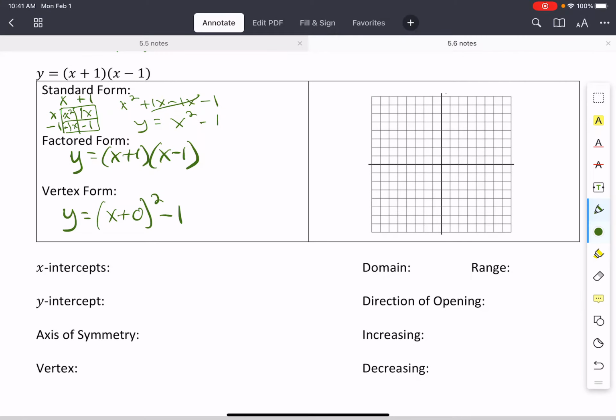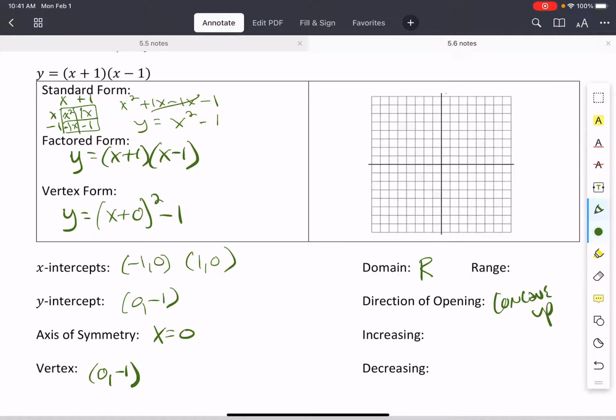Okay, so x-intercepts from factored form, so (-1, 0) and (1, 0). Y-intercept from standard form. Axis of symmetry from which form? Vertex, good. It's x equals 0. It's the x coordinate. Vertex is also from vertex form. Domain? Always R. This one's positive again, so it's going to be concave up.